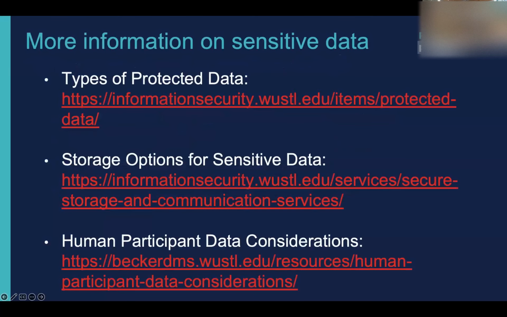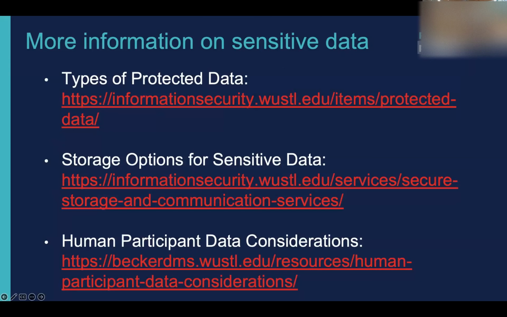You'll find more information on working with sensitive data in various places on the WashU website. The information security team has a list of the types of protected data, and they also offer different storage options for what kind of data you have. So don't put any sort of sensitive data in Google Drive, for example; they have other solutions you could use. And then also the Becker Library for the medical school has more information on human participant data considerations.